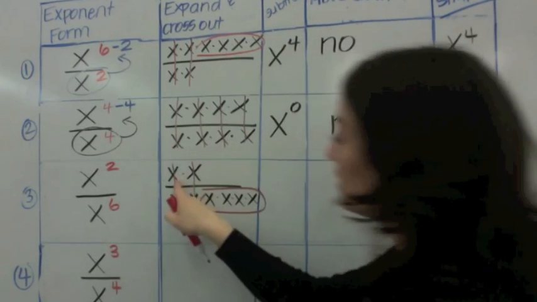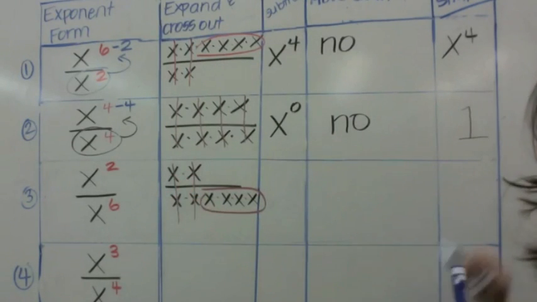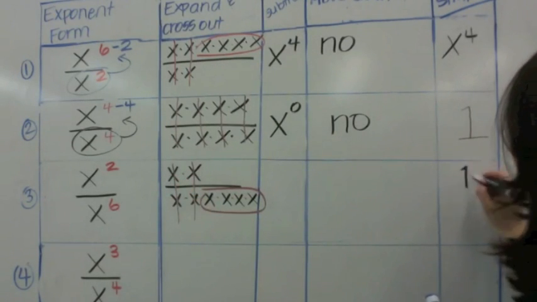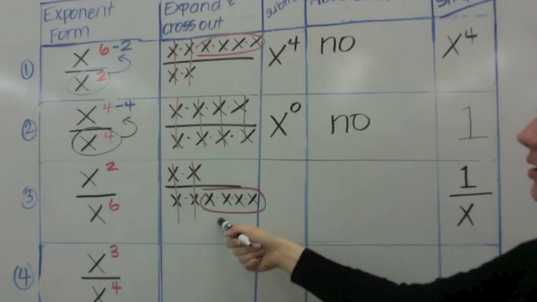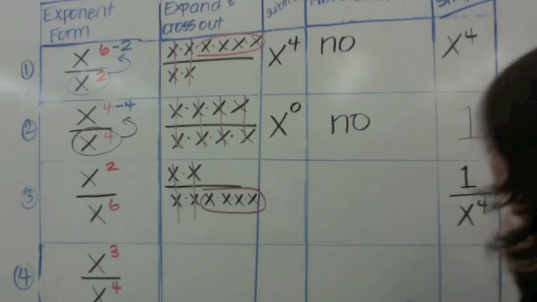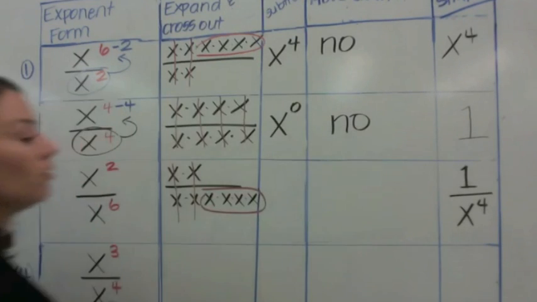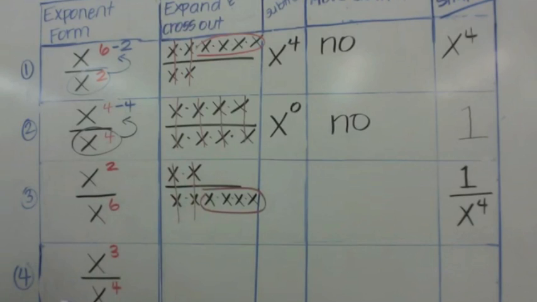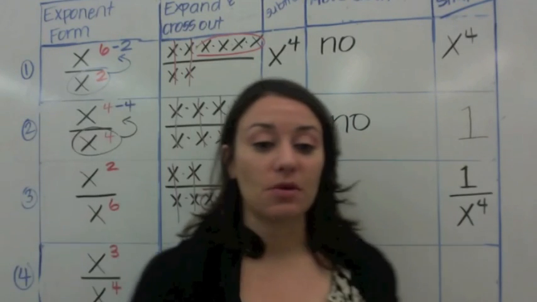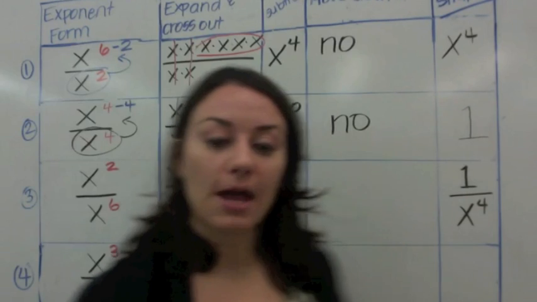You can actually see that these are 1. So when you simplify it, this is 1 at the top divided by x to the power of what? X to the power of 4. So how do you get this answer without expanding? By just using the subtraction rule: when you divide exponents, you subtract.